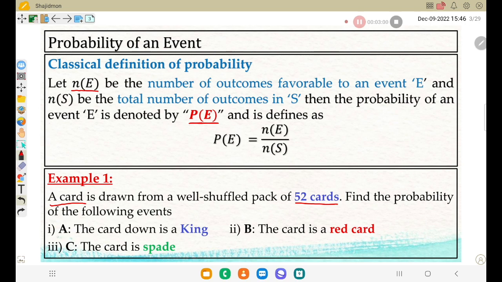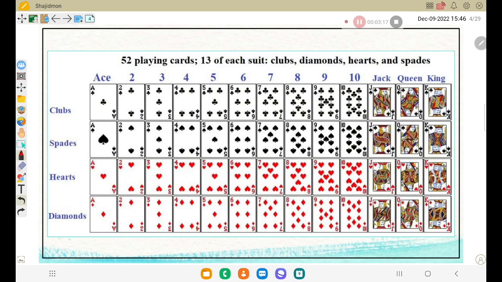What are the events? Capital A means the card drawn is a king card. Okay, the card taken is a king card. B means the card is a red card, and C means the card is a spade card. Correct? Already we discussed these cards. Okay, games. You know the idea.